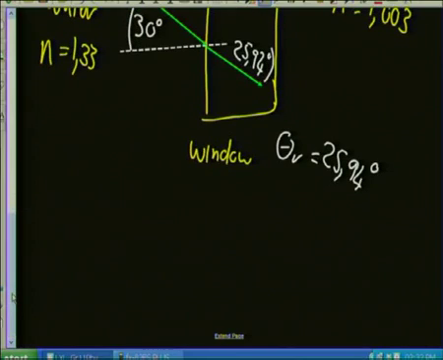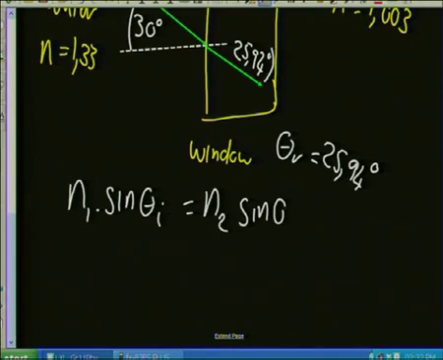We've got the angle of incidence, we've got the refractive index in water, we've got the refractive index in glass. Well, we haven't got the refractive index in glass, we've got the angle of refraction. We're wanting to find the refractive index in glass. So what equation are we going to use? Well, I think we're just going to apply Snell's law. So remember what it is? N1 times sine theta I is equal to N2 sine theta R.